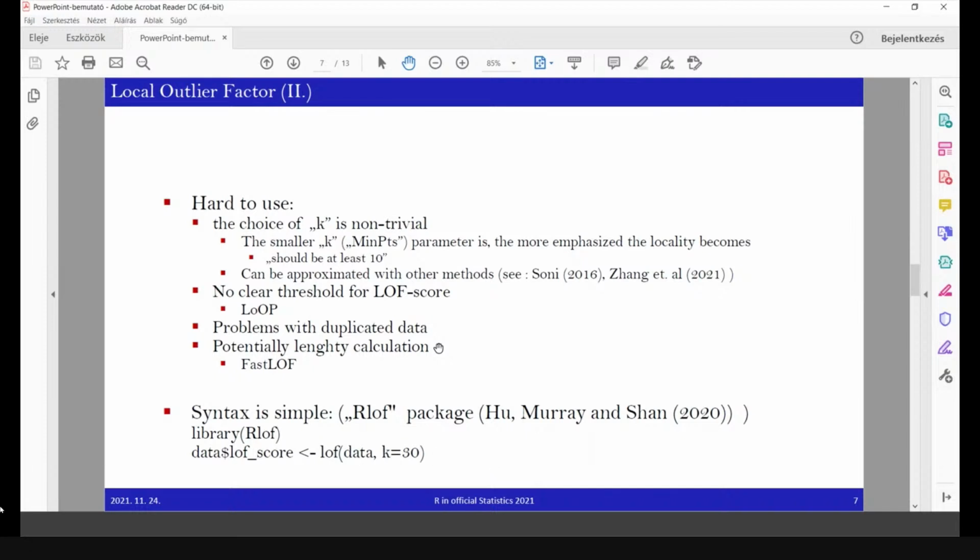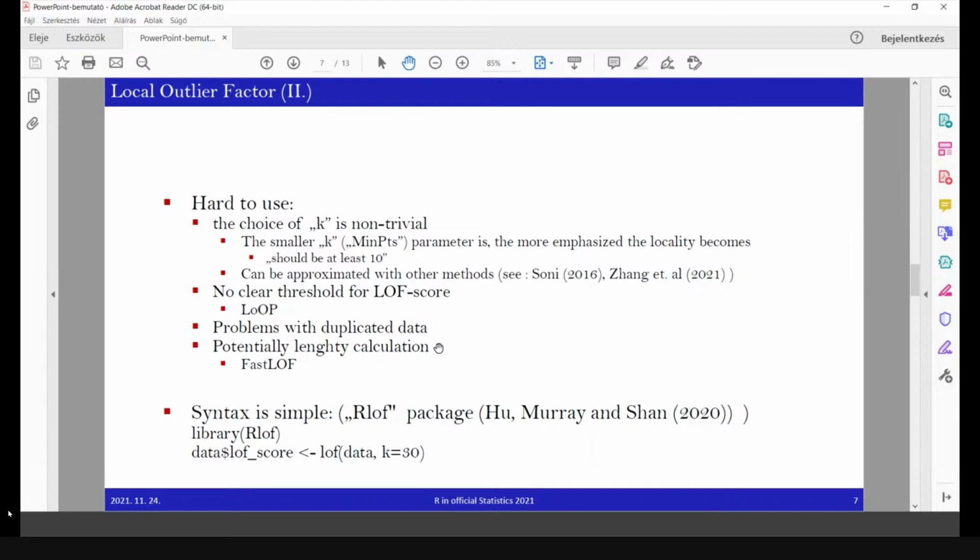I will show you that this is actually not that big of an issue. We can either omit the duplicated values, or we can just add a small noise to these data, to these coordinates, so it will not distort the whole analysis, but we'll deal with this duplication error.